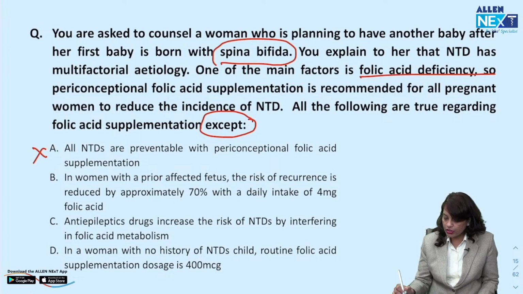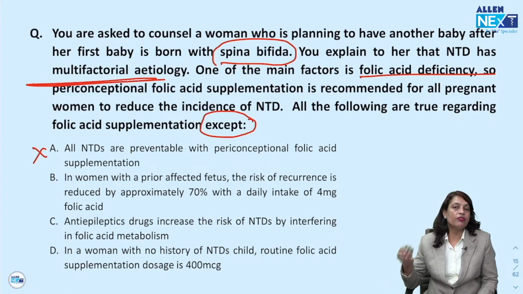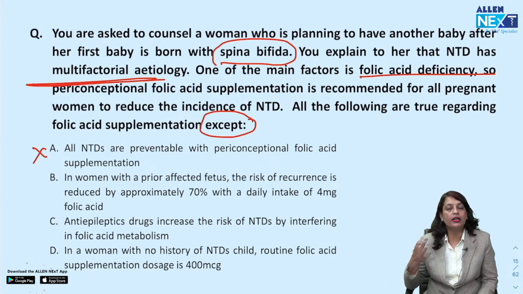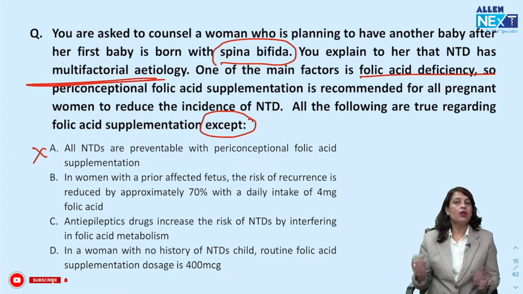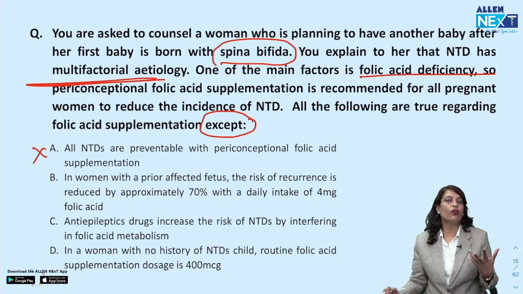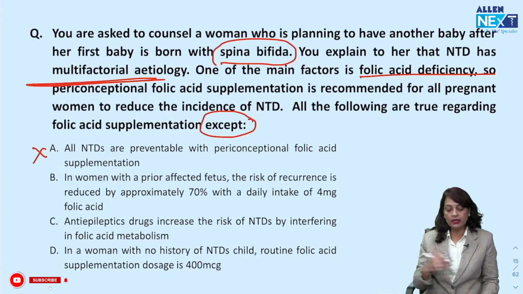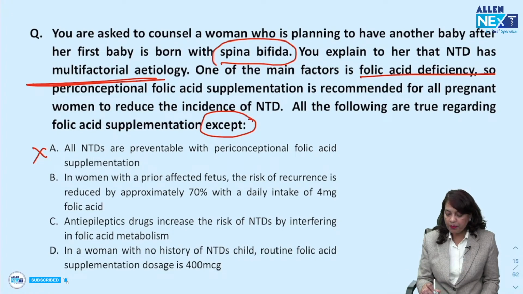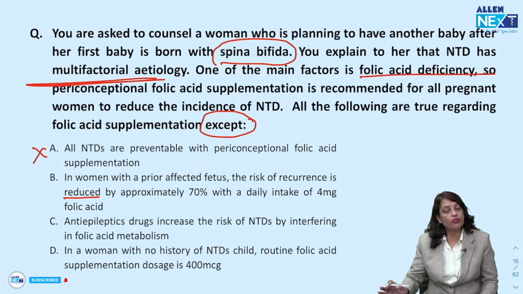No. In the question, it's already written the etiology is multifactorial. So how can just giving one small folic acid tablet prevent all the neural tube defects that can occur? No, because the etiology of the neural tube defects is multifactorial. So giving just folic acid will not work, although we always give folic acid before she is planning the pregnancy. Now, in a woman with a prior affected fetus, the risk of recurrence is high, with folic acid it is reduced. Okay, so when you are giving folic acid, the risk is reduced by 70%.